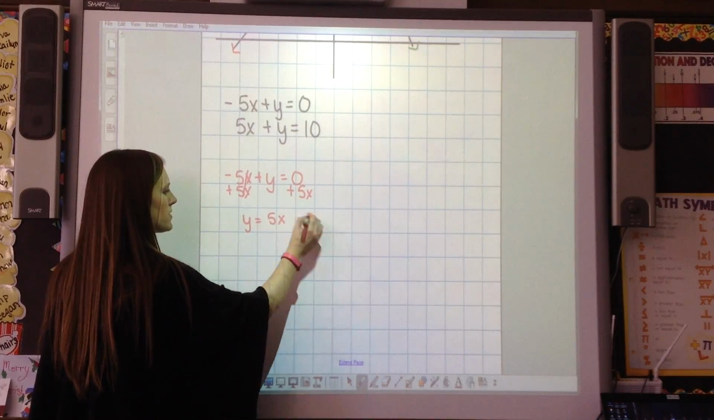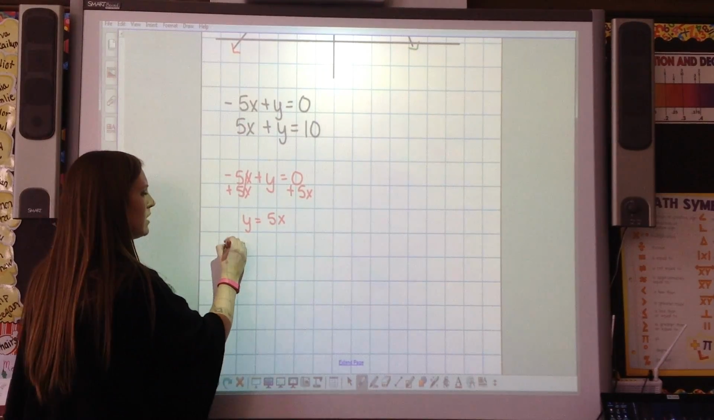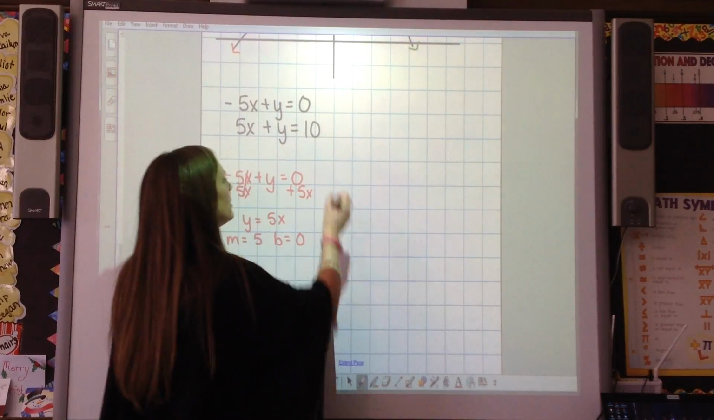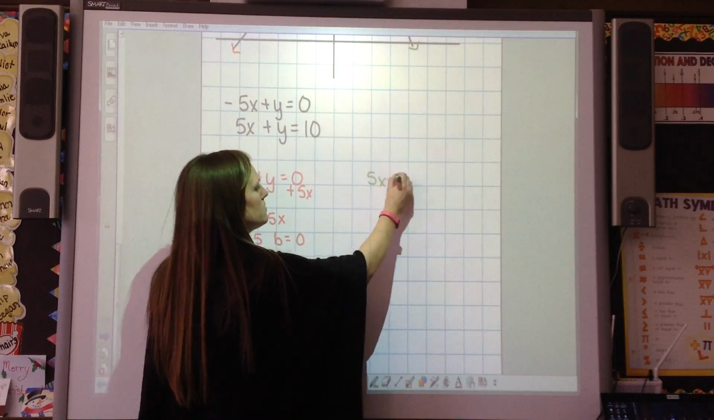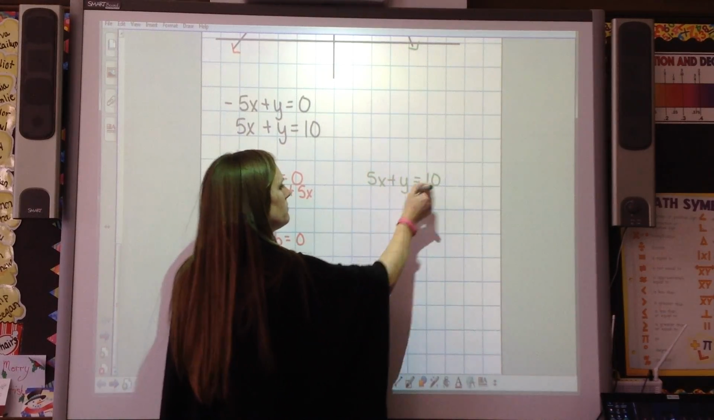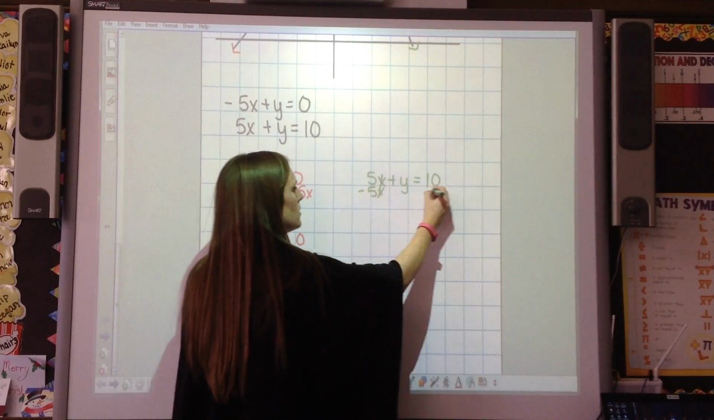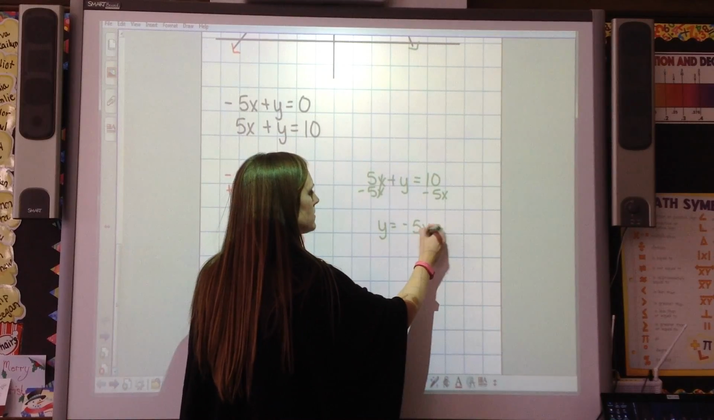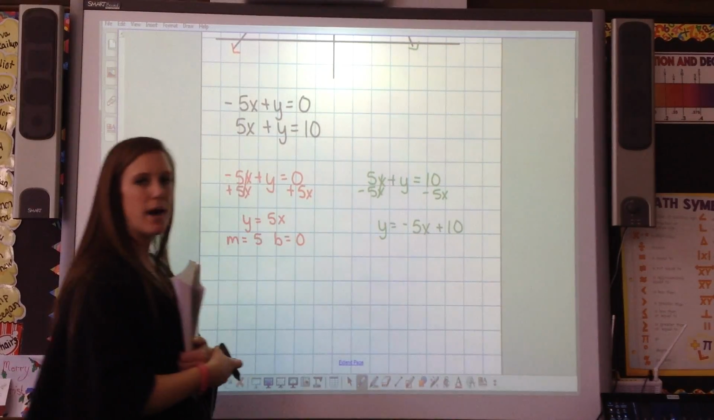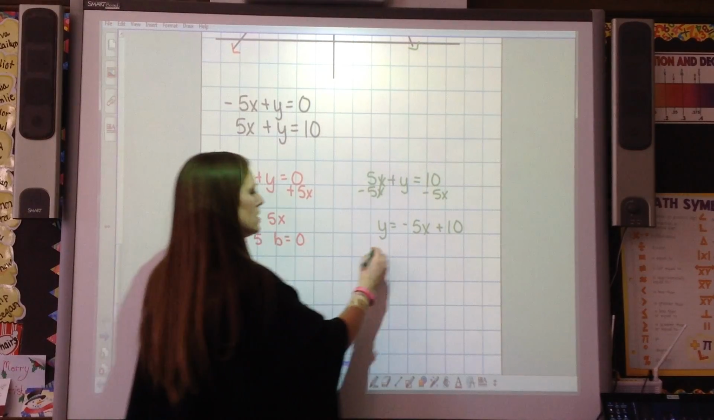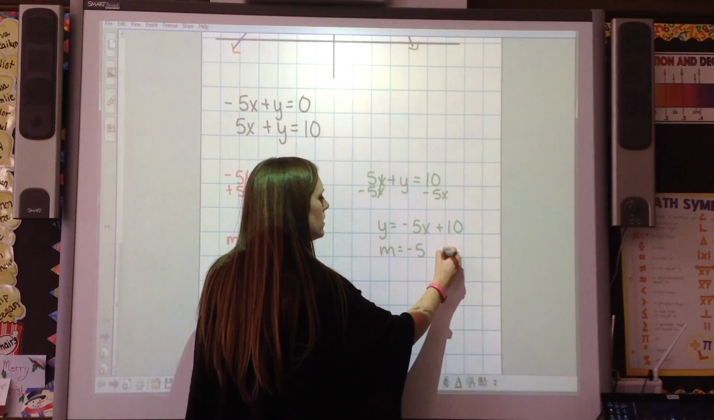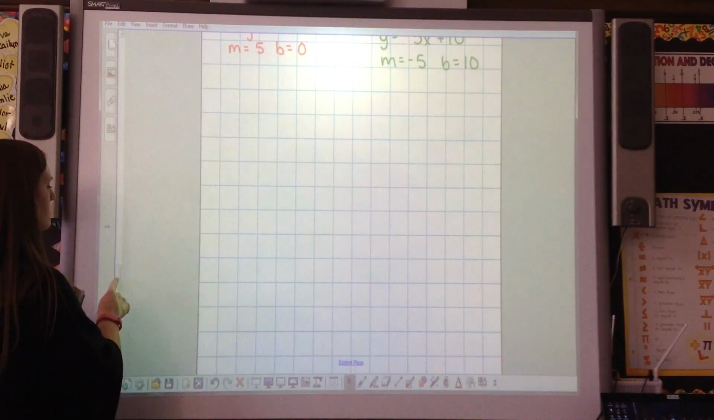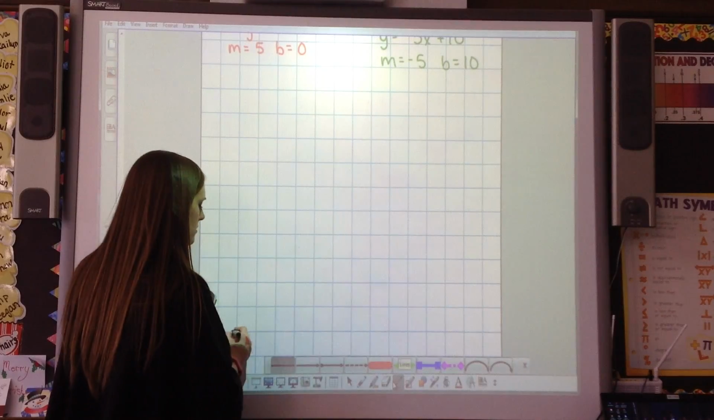I could put 5x plus 0, but this means the same thing. Here my slope is 5, and my y-intercept is 0. The other equation also needs to be in standard or slope-intercept form. So I get y equals negative 5x plus 10. If you have 10 minus 5x, that means the same thing. Our slope is negative 5, and our y-intercept is 10. This looks like it's going to be another tall graph, because our y-intercept is 10.